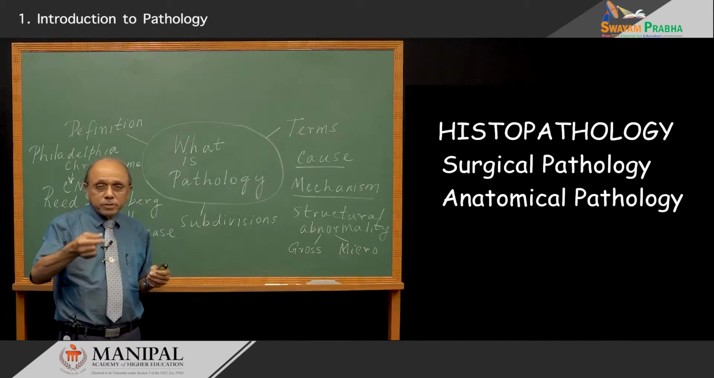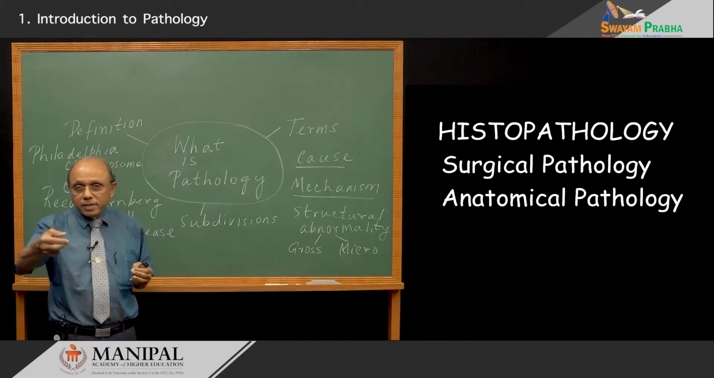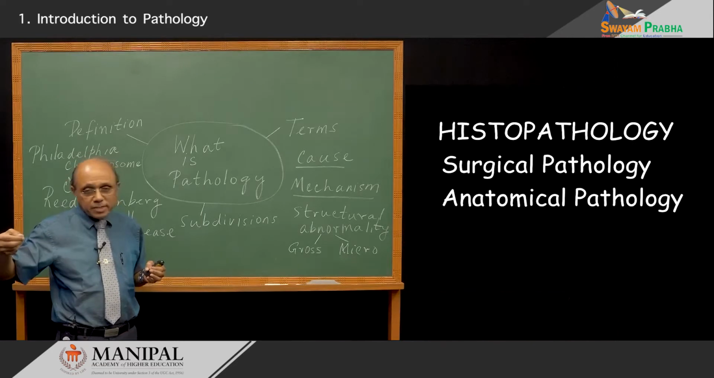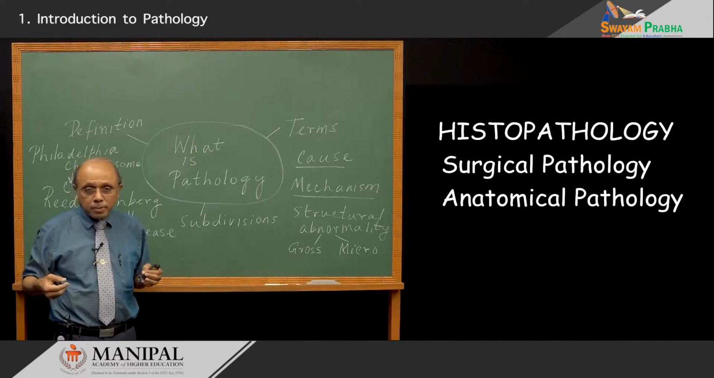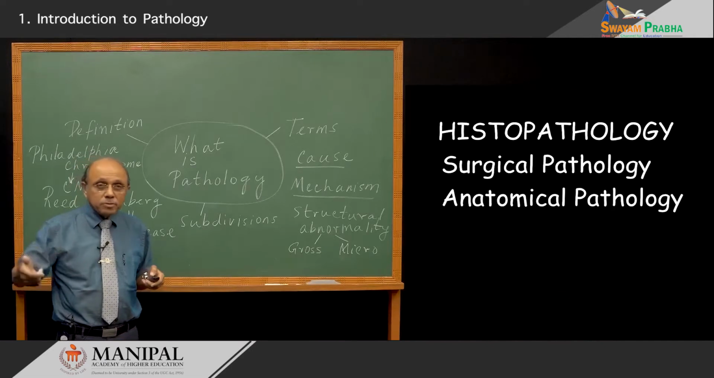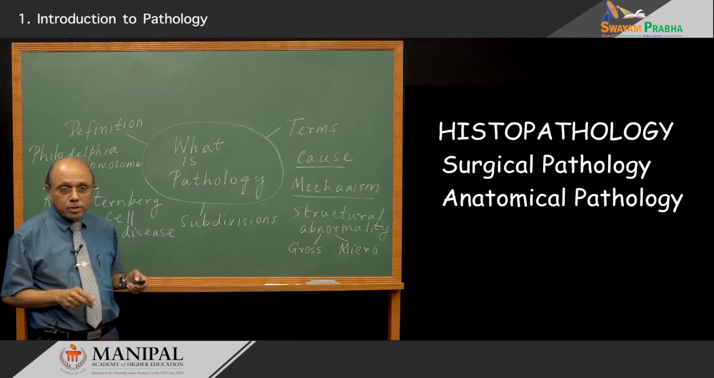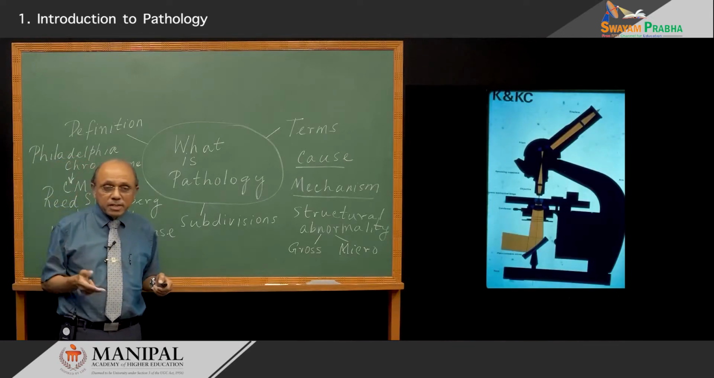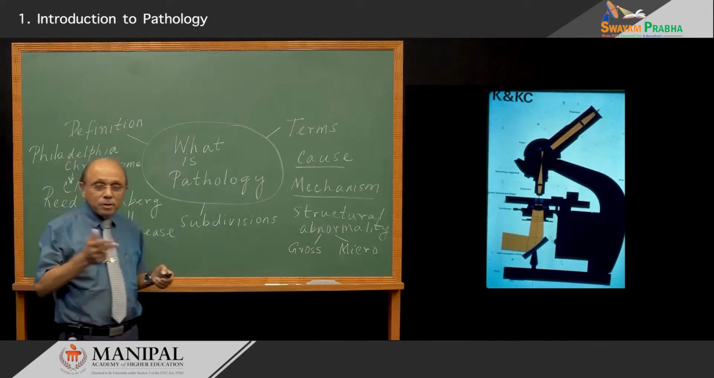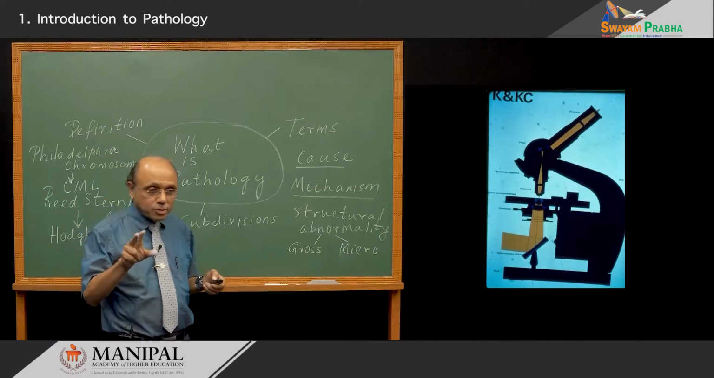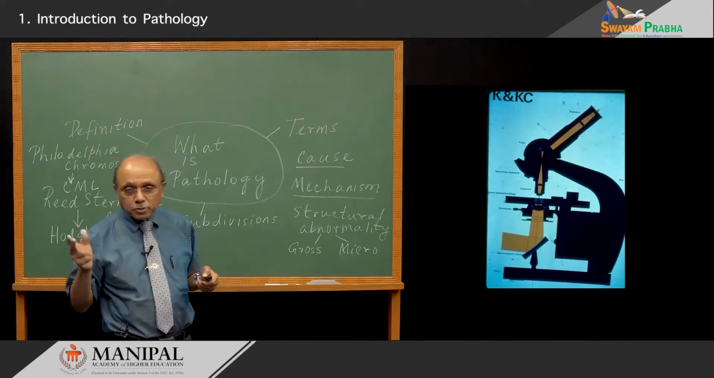You remove a piece of tissue, you do a biopsy, study that tissue under the microscope, and you pronounce the verdict, the final diagnosis. That branch of pathology is called histopathology. Generally, that requires the use of a microscope. Of course, this is just to show you the association of the microscope with the pathologist.